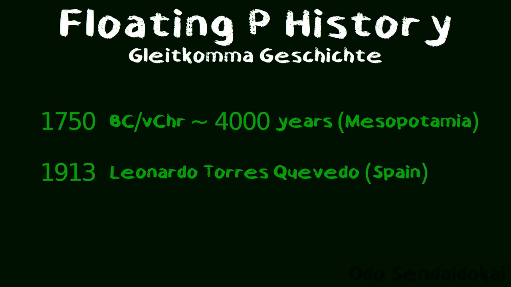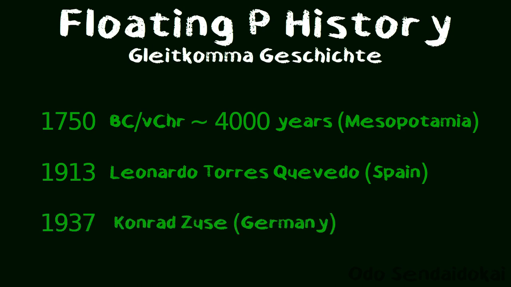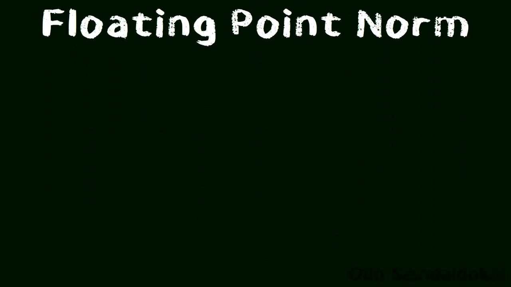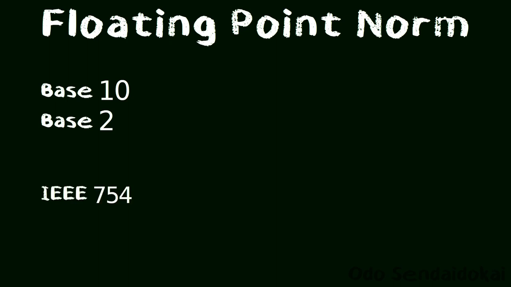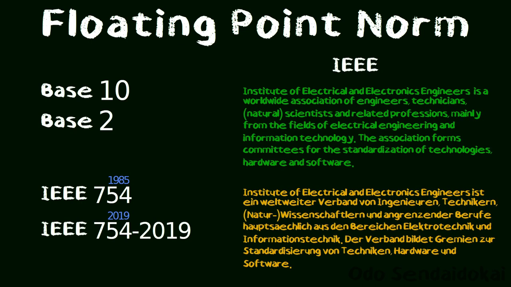In 1913, the Spanish engineer Leonardo Torres Quevedo first described the idea of floating point arithmetics in computers. The first use of floating point representation in computers was then implemented 25 years later in 1937 by Konrad Zuse in his Z1 and Z3 computers. There are various standardizations for floating point numbers, such as the base 10, the decimal system, or the base 2, the binary system, which were first defined in 1985 in the IEEE 754 standard and later in the current IEEE 754-2019. This standard is implemented in most of today's CPUs.